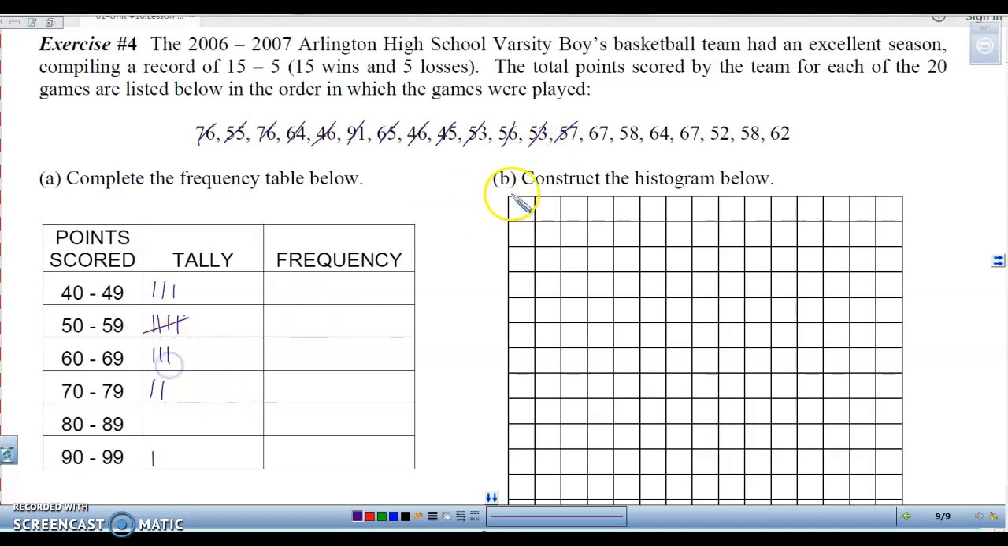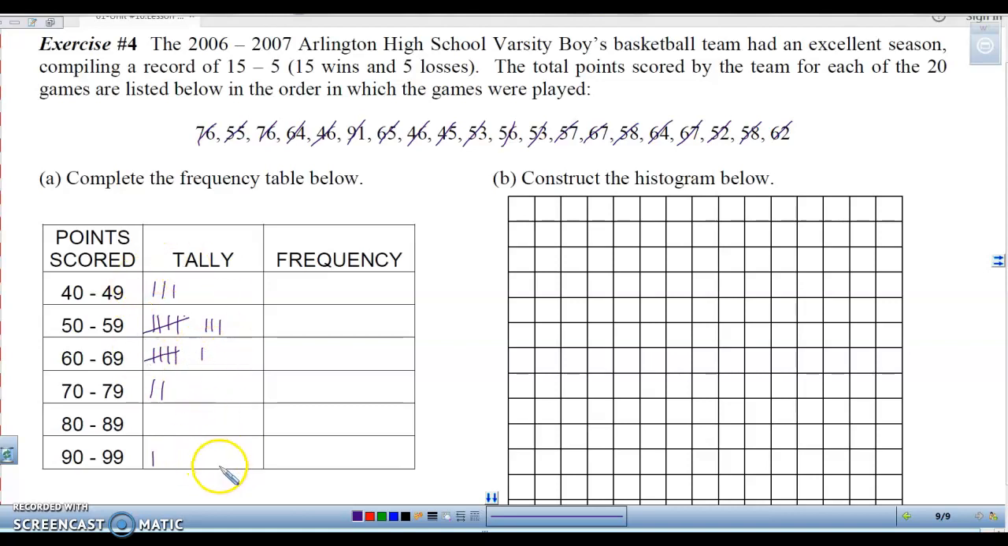67, 58, 64, 67, again makes a 5, 52, 58, and 62. Okay, so I have marked all of them here.